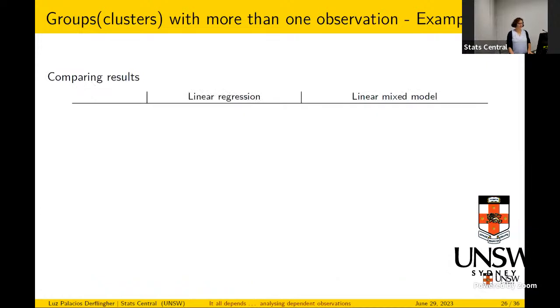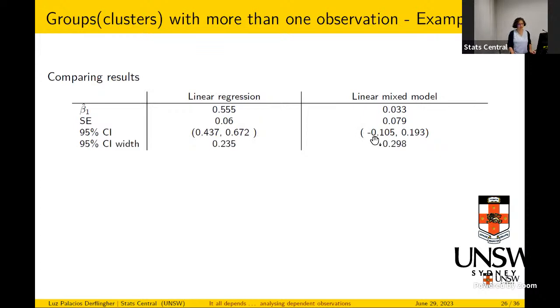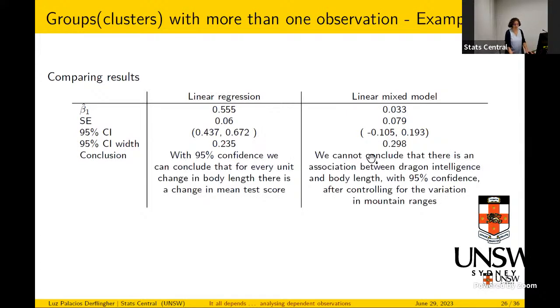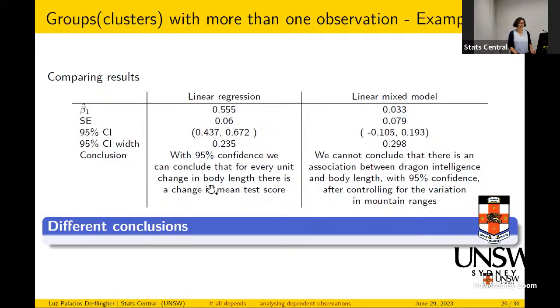Now we compare the results: linear regression, the beta hats are very different. The standard error in our linear regression is smaller than in our linear mixed model. The confidence interval in the linear regression does not include 0; in the linear mixed model, it does. And the width is smaller in our linear regression than in the linear mixed model. And the conclusions, again, are different, right? With one, we can say that for every unit increase, there's another unit increase in the mean test score. With the linear mixed model, we cannot say there's a relationship.